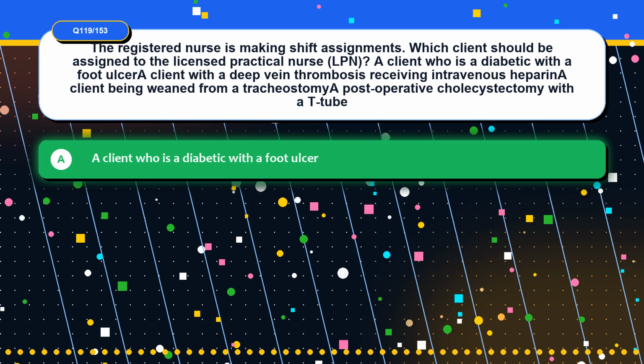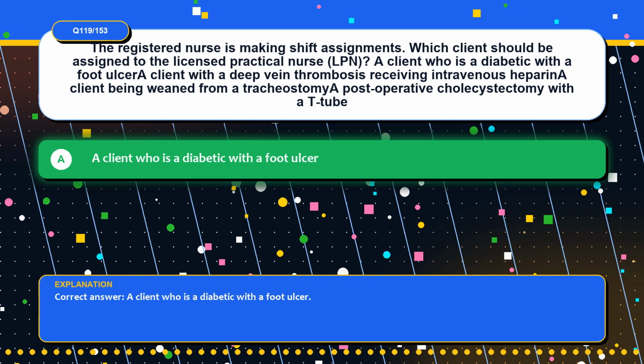The correct answer is option A. A client who is a diabetic with a foot ulcer.